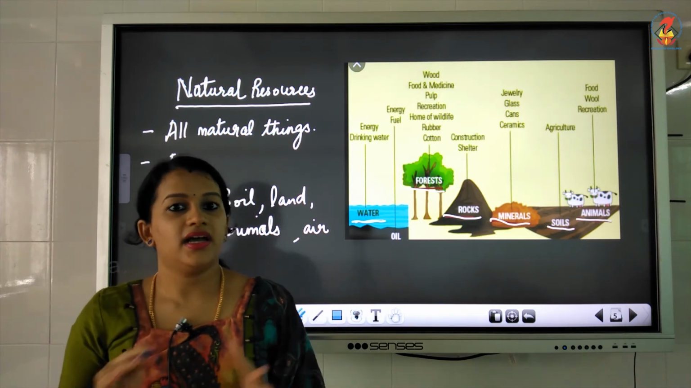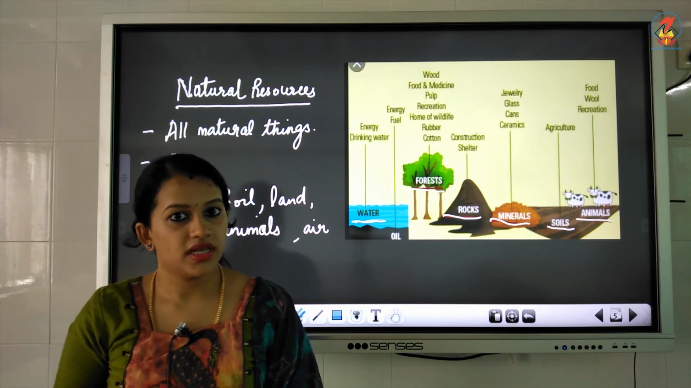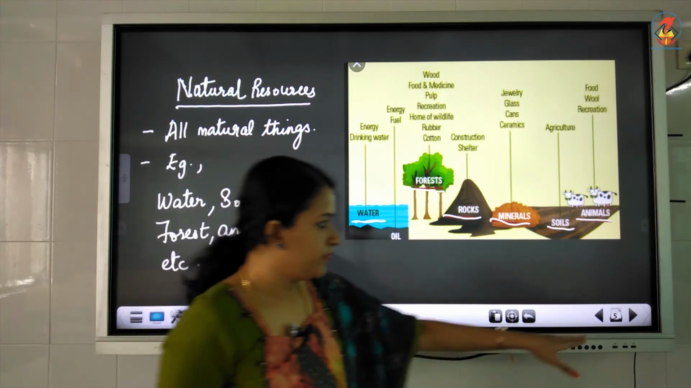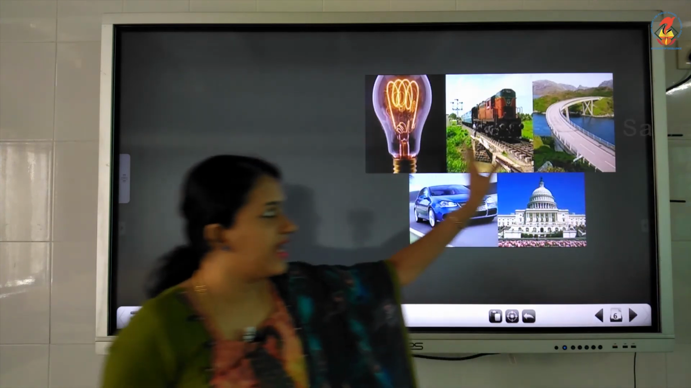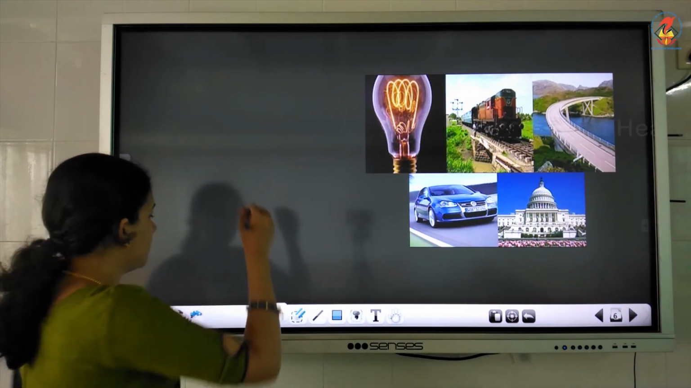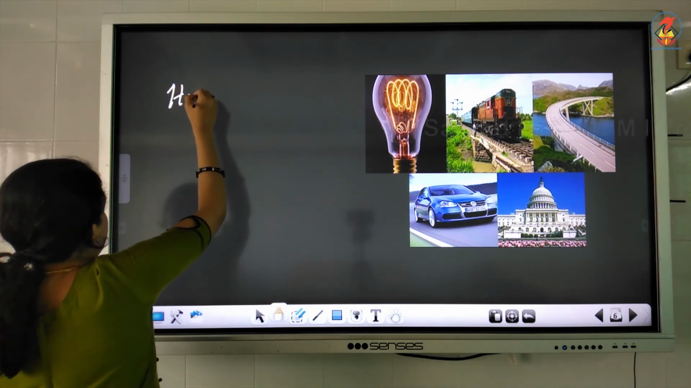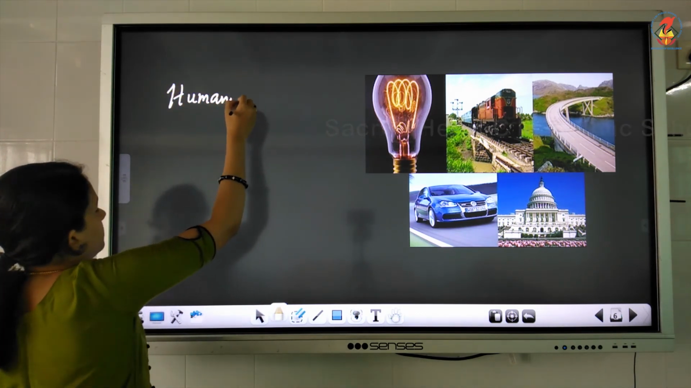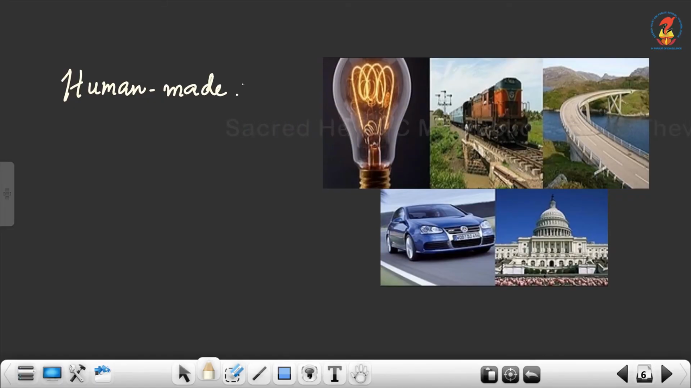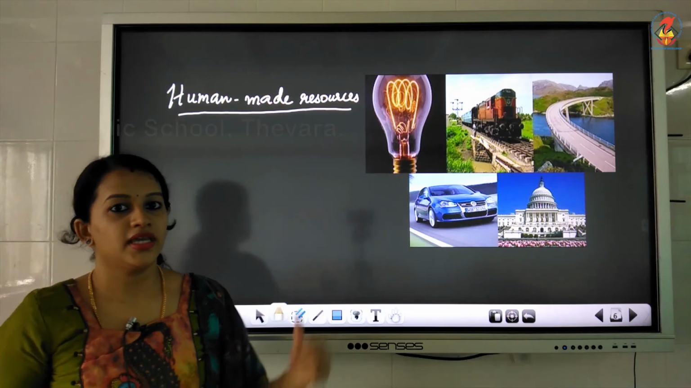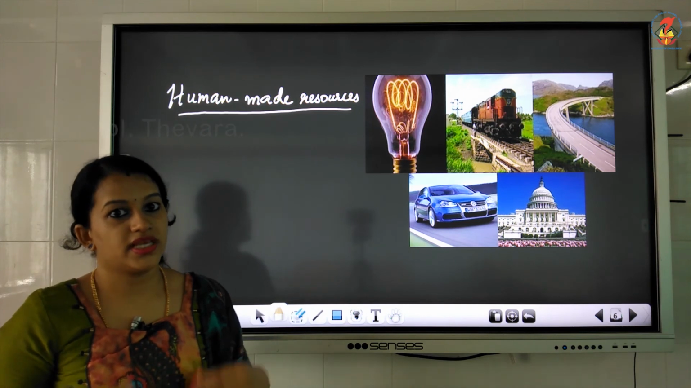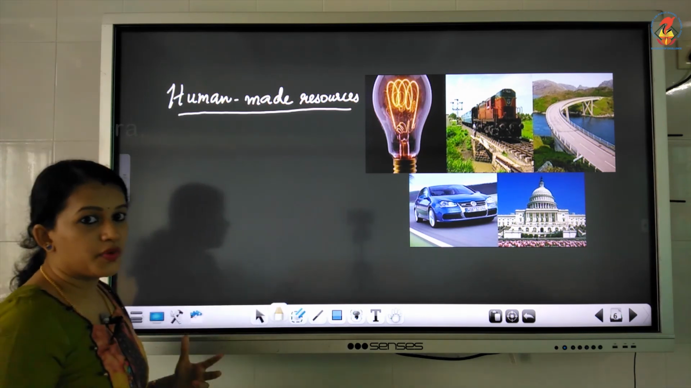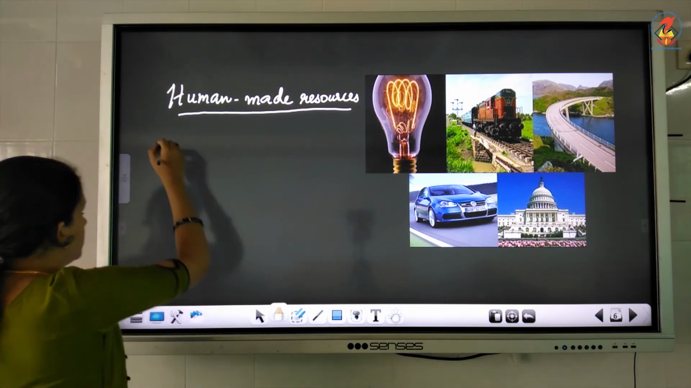Okay. Then another category that you studied was the human made resources. Here I have given some pictures of human made resources. So the definition for that is there in the term itself, human made resources. Human made resources means anything that is made by human beings using the natural resources. Things that are made by human beings using the natural resources.